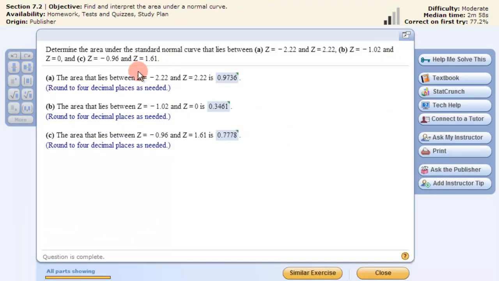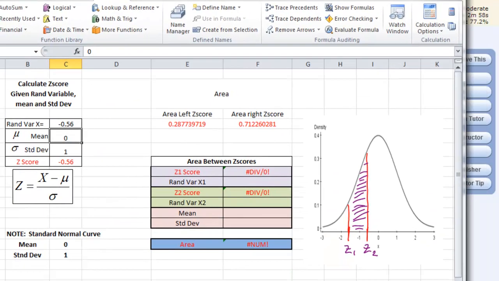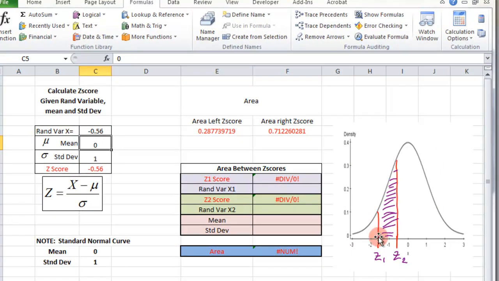Here's one I didn't talk about before. This is finding the area that lies between, say, two z-scores. Let's look at this example here, or maybe let's look at C. I want to find the area that's between these two. Remember, the area that's between two z-scores is something like this: z2 is on the right, and z1 is on the left. And you want to find the area. What the probability does for area is it finds all the way to the left, right?